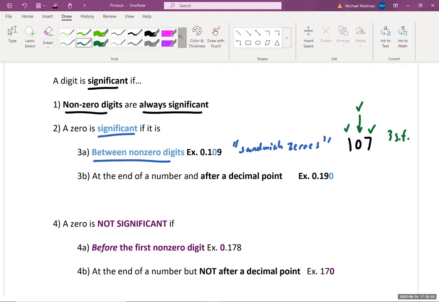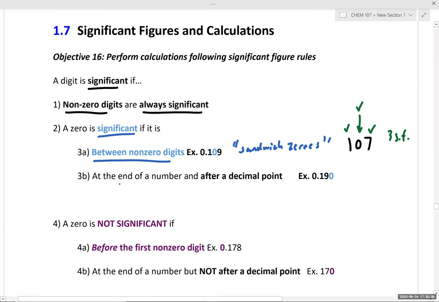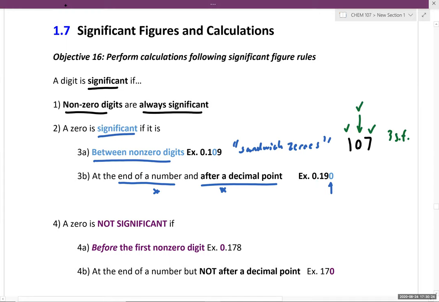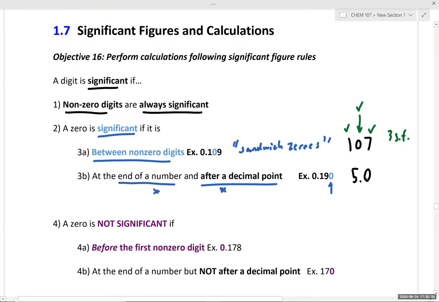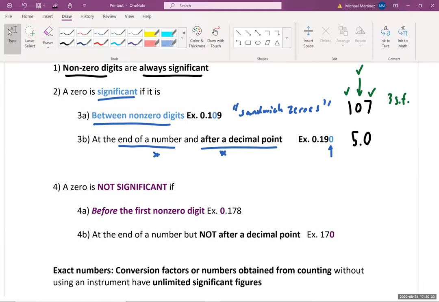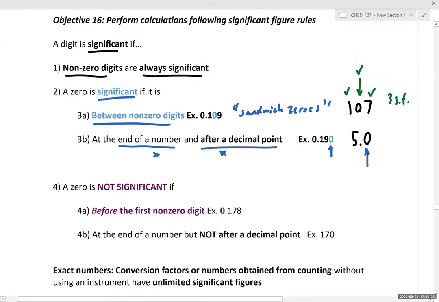The second case where a zero is significant is if that zero is at the end of a number and after a decimal point. So it has to meet both of these conditions. For example, this zero that is after a number and after a decimal point is significant. Another example of this would be 5.0. If we look at the zero at the end of 5.0, it is clearly after a number and it's after a decimal point. So this number would have two significant figures, 5 and 0.